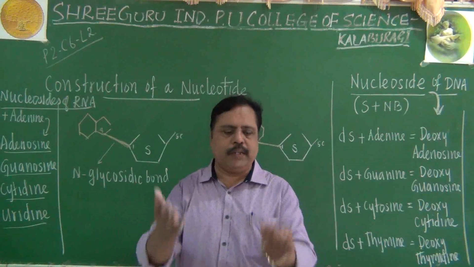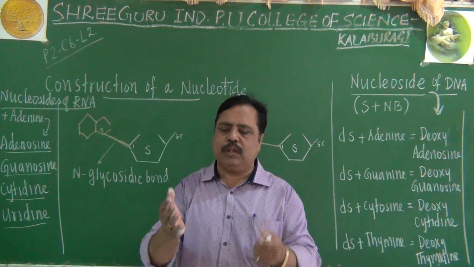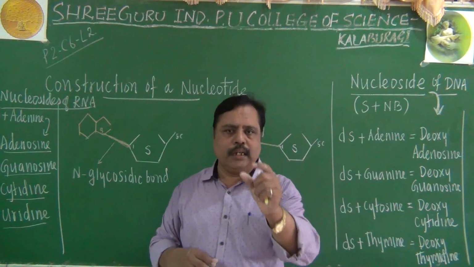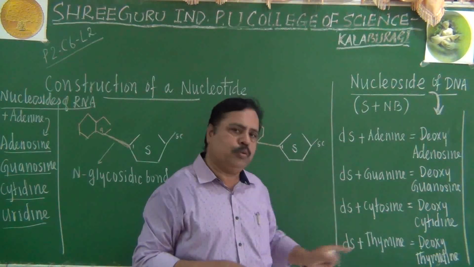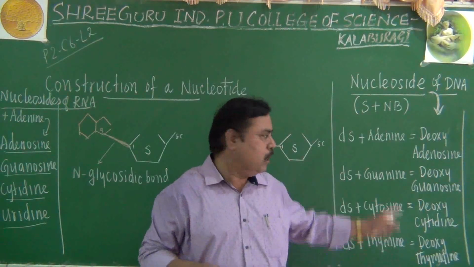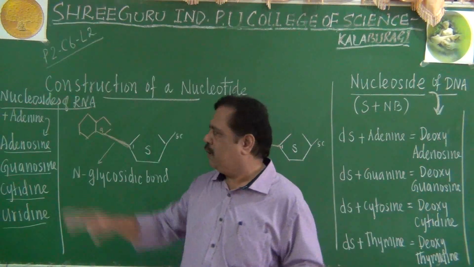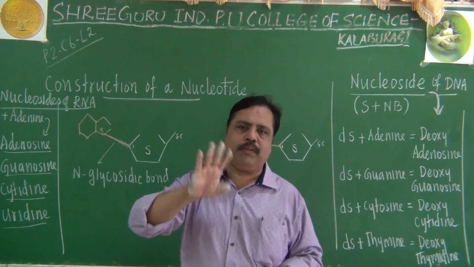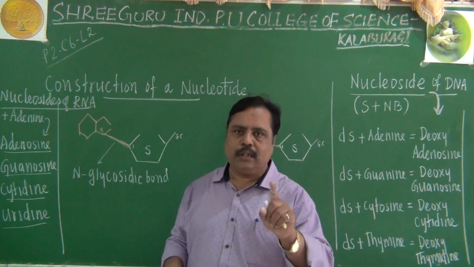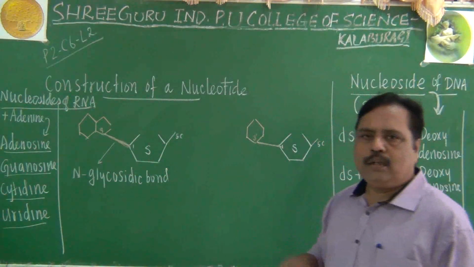Suppose I give you 2 nucleic acids and ask you to find out which is DNA and which is RNA. How will you find out? DNA is made up of deoxyribose sugar and it will contain thymine along with adenine, guanine and cytosine. These are the 2 major points. RNA is made up of ribose sugar. It will contain uridine, not thymine. So these are the nucleosides. Do you get my point?